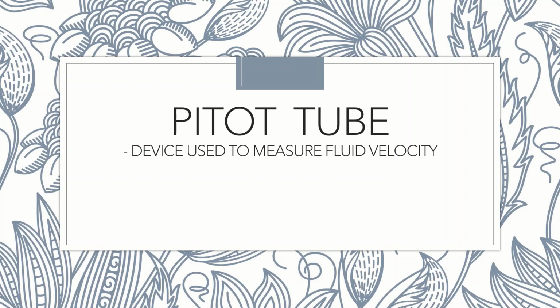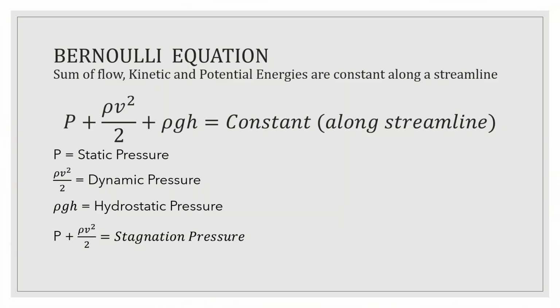Welcome to the screencast. Today we'll see what is Pitot tube, a device which is used to measure fluid velocity. To understand what is Pitot tube, let's go through Bernoulli equation, which we already might know, but still to understand the stagnation pressure term, we'll go through this.